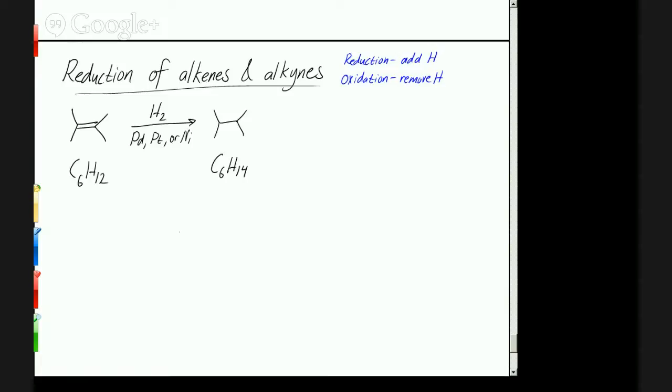Right. So it's not reduction in the number of hydrogens, it's reduction of the compound, like the opposite of oxidation. And so that's when we add hydrogens. And they came from this H2, from this hydrogen gas.